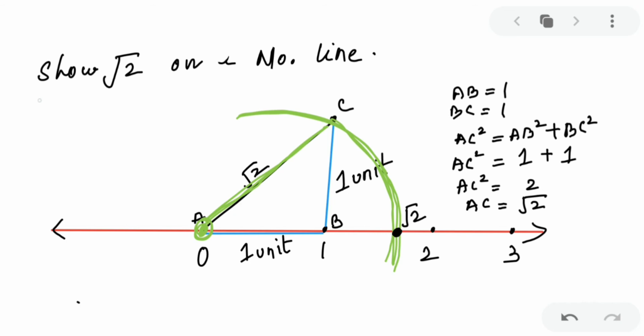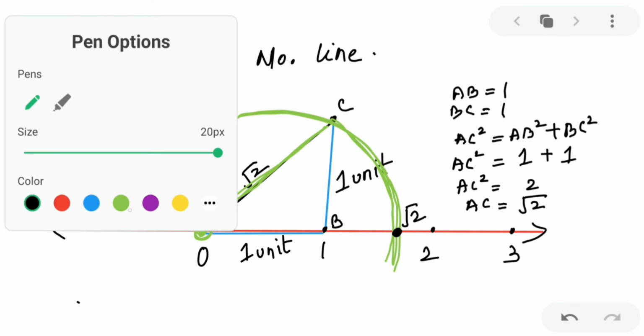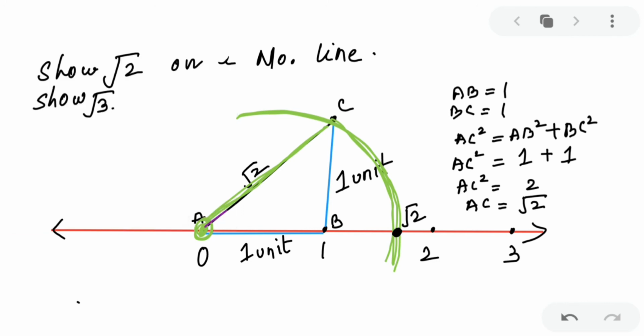Now if I want to show root 3 on the number line, then what I can do is utilize this same structure. How? I'll take this AC as root 2, which is already root 2, you know the measurement. From C, I can put one unit line. I'll name it as D, and this is 1 unit. And I'll join AD.